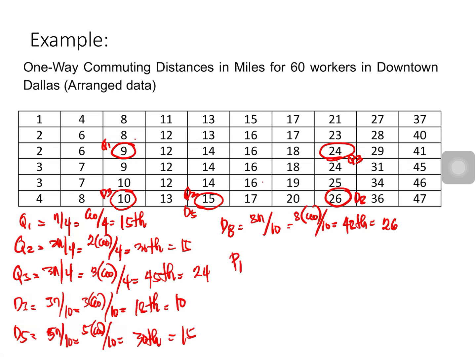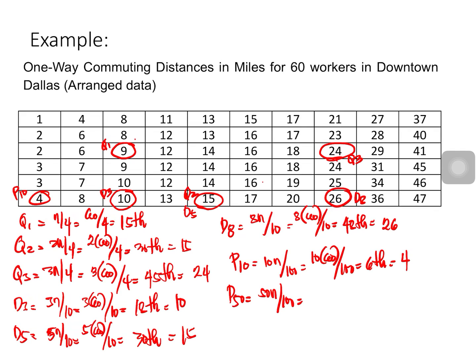What about P? Let's say P10. P10 is 10n over 100. So 10 times 60 over 100 is the 6th place. We have there 4, P10. Let's say P50. That is 50n over 100, that is 50 times 60 over 100, and that is the 30th place. This is 15. We have there P50.